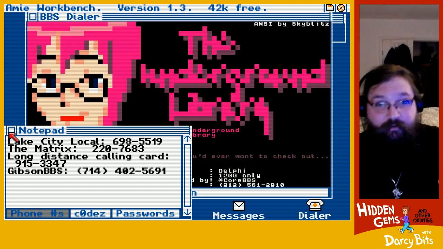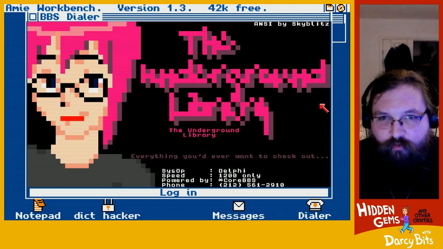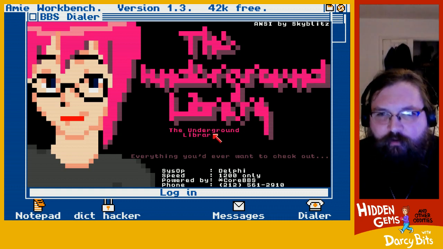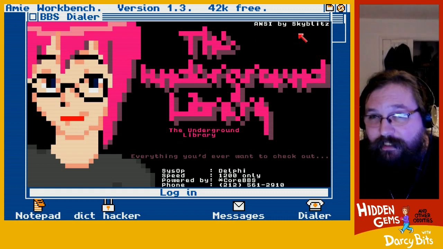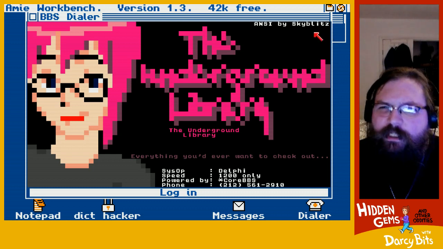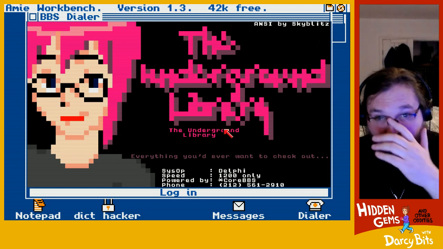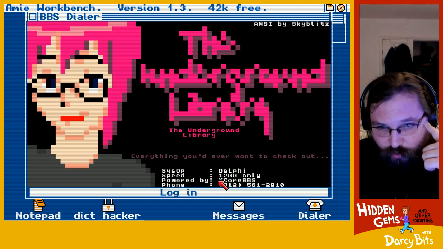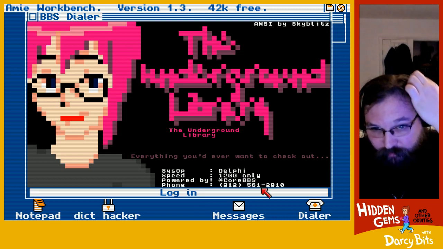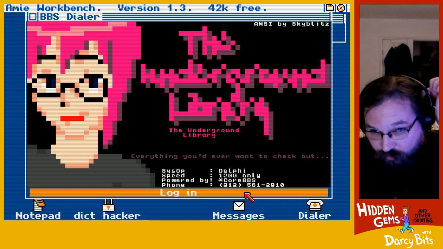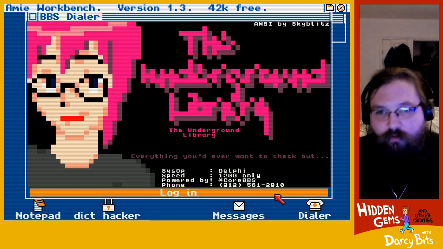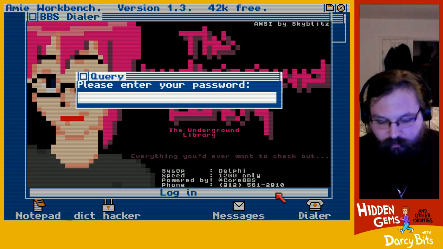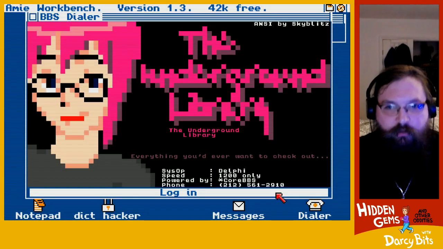It connected. The underground library? Yeah, the underground library. That's through there. ANSI by Skyblitz. Did we see a Skyblitz before? I could be wrong. Everything you'd want to check out. Sysop Delphi. Speed 1200 only. Powered by Core BBS. Phone 212-561-2910. Alright, I'm gonna try password. It's not a password.